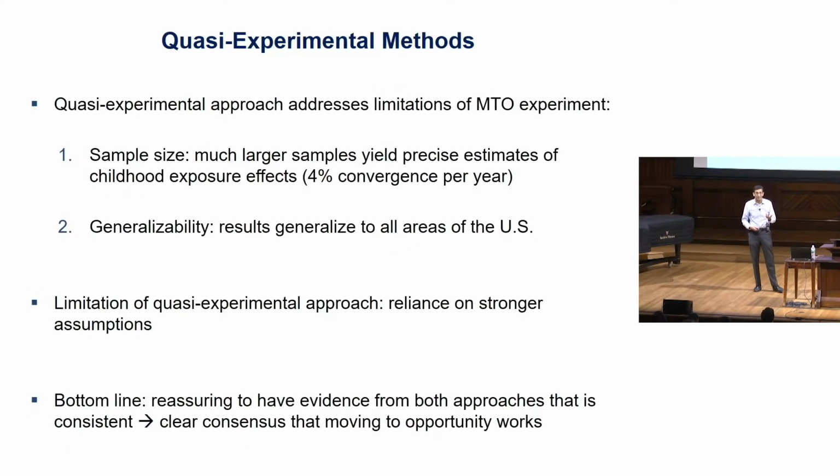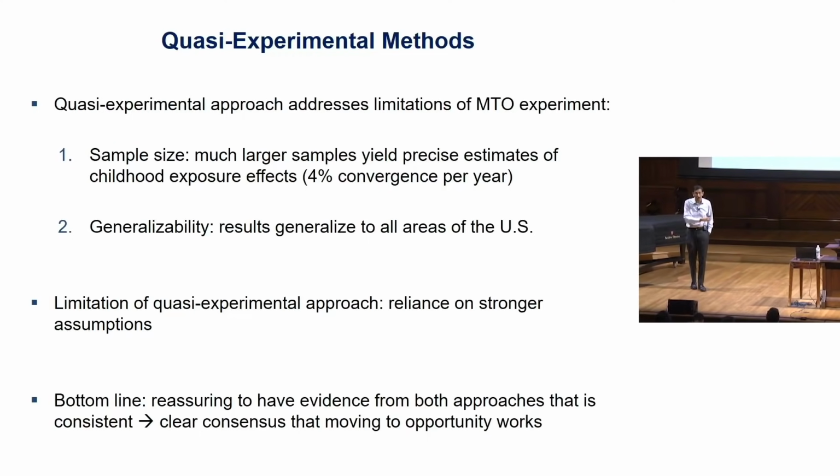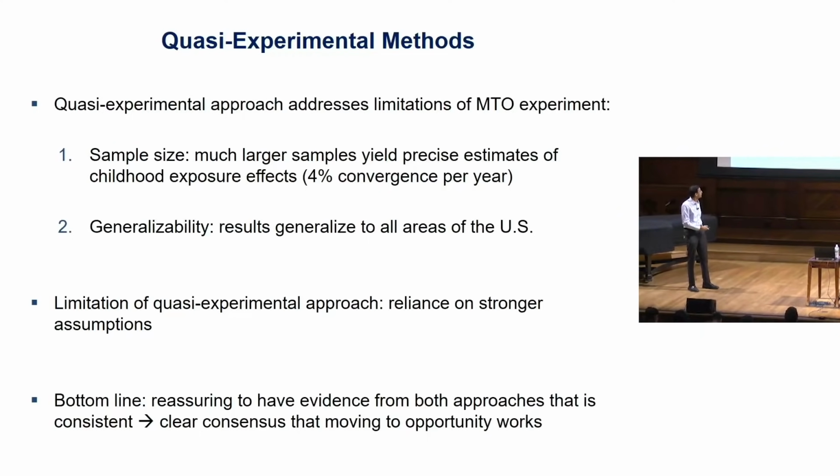Now, what is the advantage of taking that approach? You'll be able to use quasi-experimental methods in, I think, a much broader range of settings than running a new experiment. And in doing so, you'll be able to address some of the limitations of the MTO experiment, right? So in particular, much larger samples, as I've pointed out, yield much more precise estimates of these childhood exposure effects. So in particular, every year you spend growing up in a better area, we see a 4% convergence roughly to the outcomes of the kids in the place to which you moved.